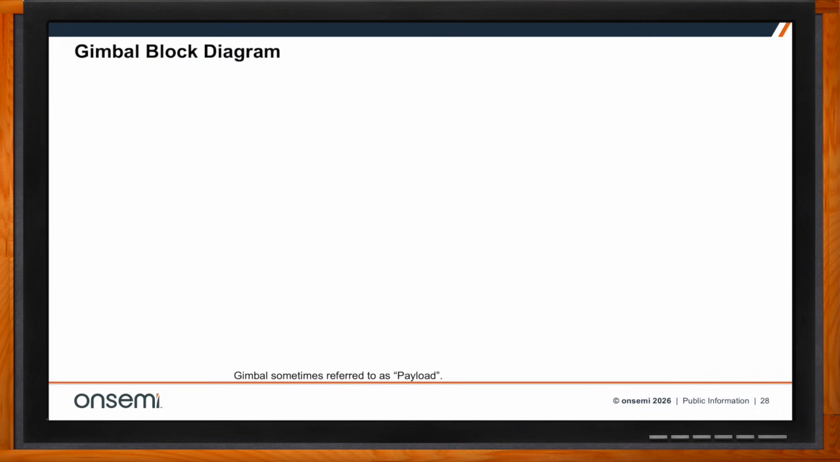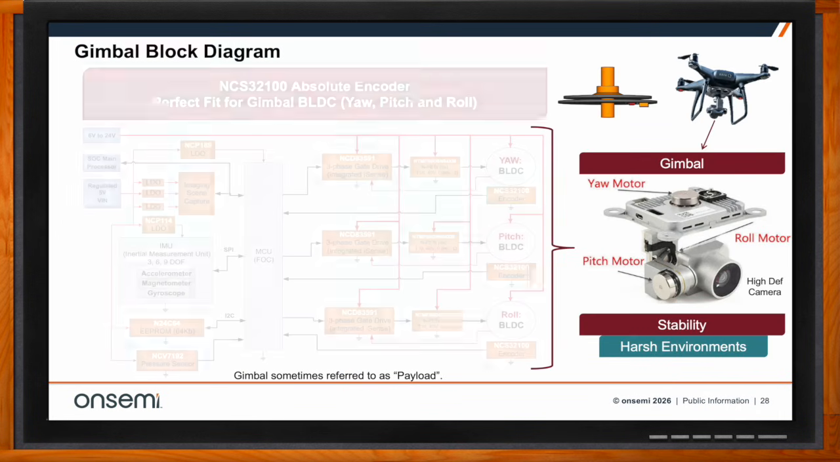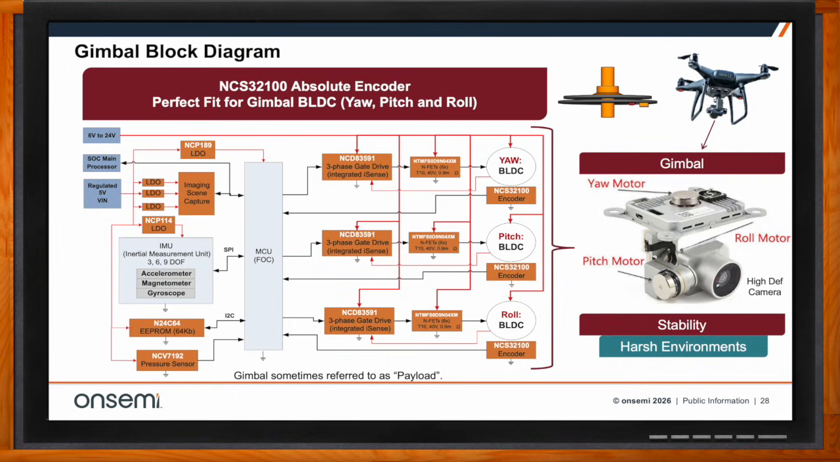And one thing about the gimbal block diagram, it's a very specialized piece of hardware and software because it needs to maintain significant stability in harsh environments, right? So it's got this yaw, pitch, and roll capability, these 3 motors, where it moves these motors to keep an even, steady image while the drone above it could be vibrating or moving around because of wind or rain or snow or what have you.